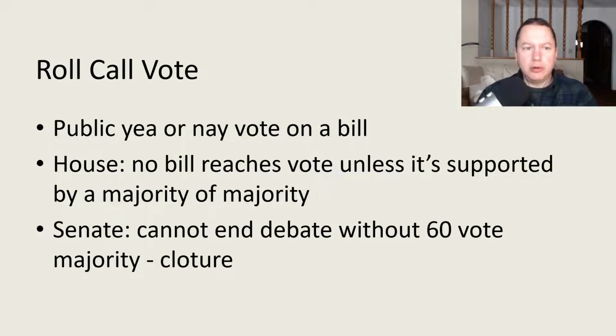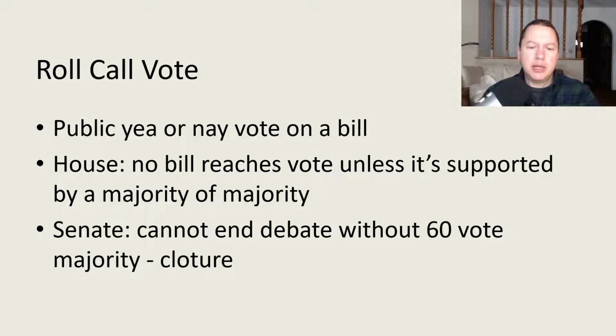A roll call vote is a public yea or nay vote on a bill. In the House, no bill reaches a vote unless it's supported by a majority of the majority. So if the House is in the control of the Democrats, no bill will reach the floor unless it's supported by a majority of the Democrats, and vice versa for when the House is controlled by Republicans.